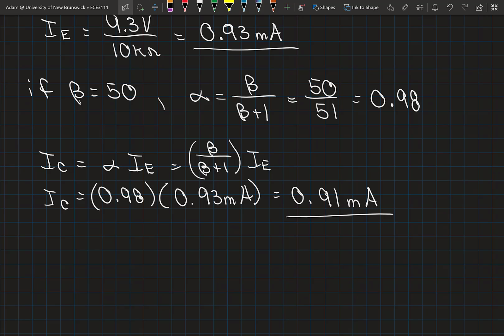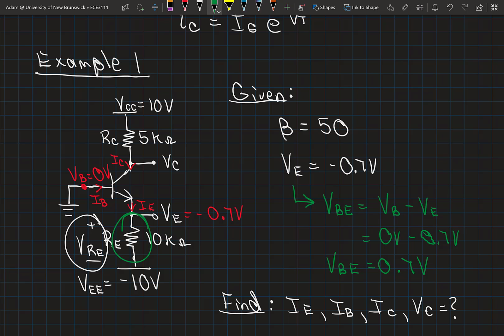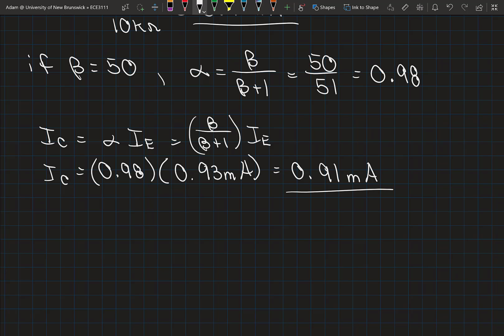Now that we have the collector current, so that collector current in this diagram is the current that's through this resistor, RC, right? This is the same current here. That resistor is in series with the collector. So knowing that, we can calculate the voltage at the bottom of that resistor.